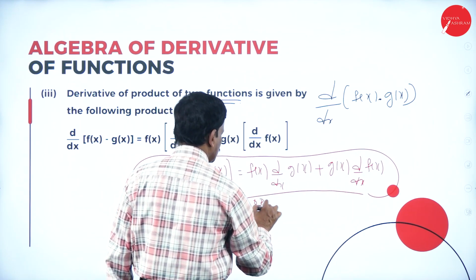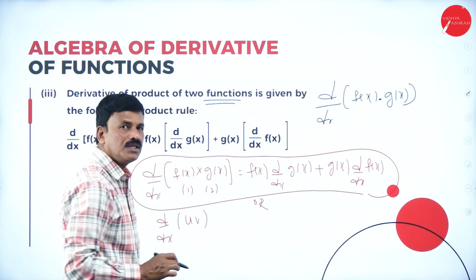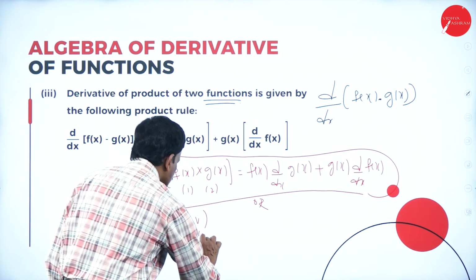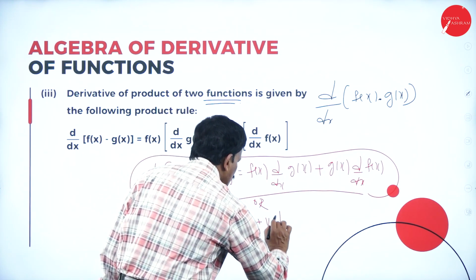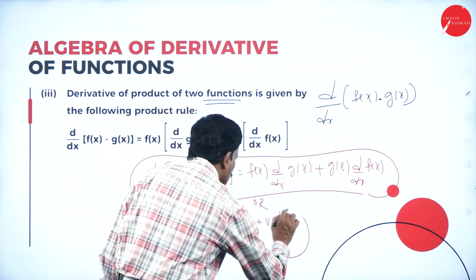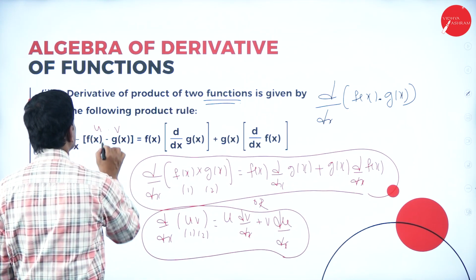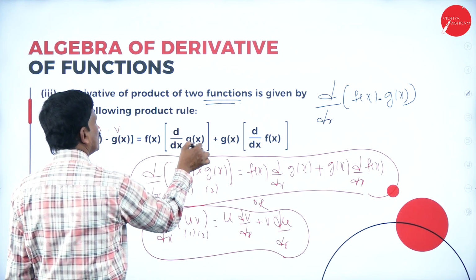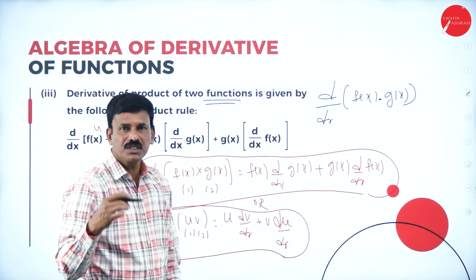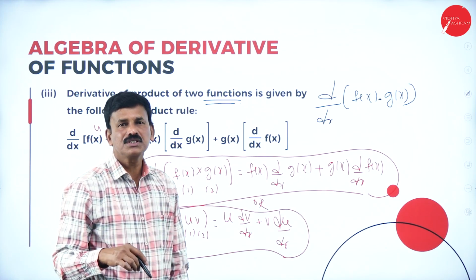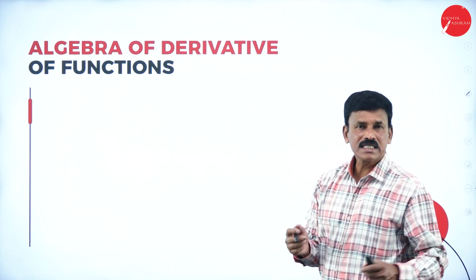Or we can also write it like this: d by dx of u into v. Here u is the first function, v is the second function: u into dv by dx plus v into du by dx. This is called the product rule. First function into derivative of the second function plus second function into derivative of the first function is called the product rule.